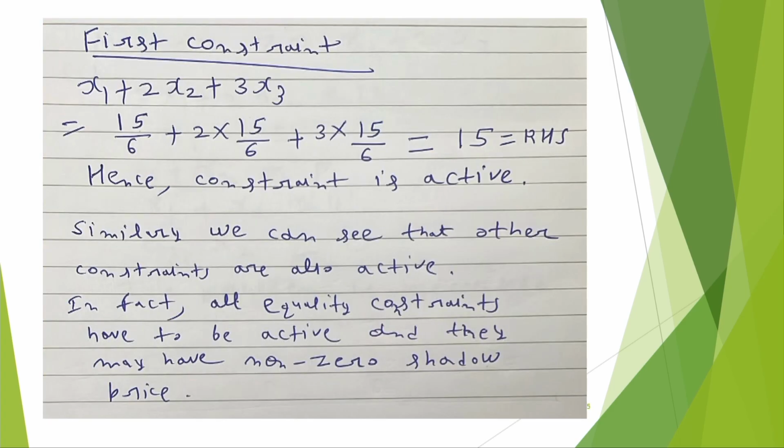So now just see the first constraint. The first constraint is satisfied, x1 + 2x2. So therefore this constraint is active.